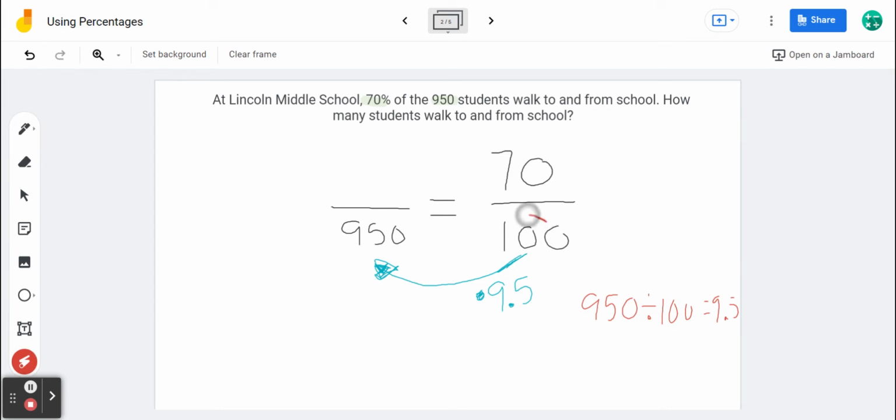Type this into the calculator: 100 times 9.5, and make sure you get this number. You always want to self-check, because if you don't get this number, that means you have to change this before you continue. Since that works, 100 times 9.5 to get 950, that means, like a ratio, what you do on one side, you have to do to the other.